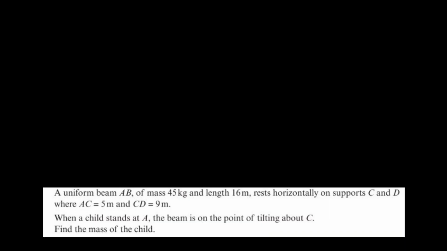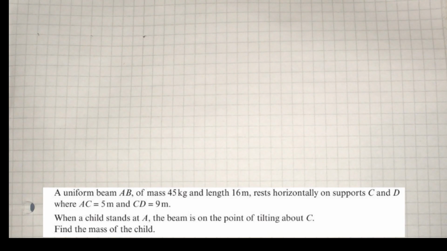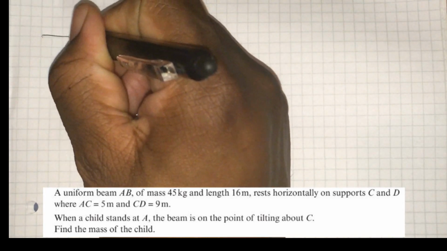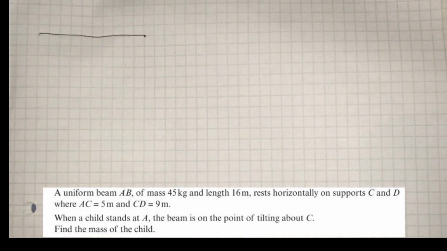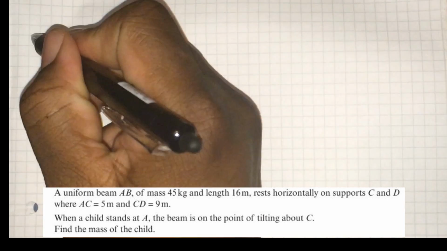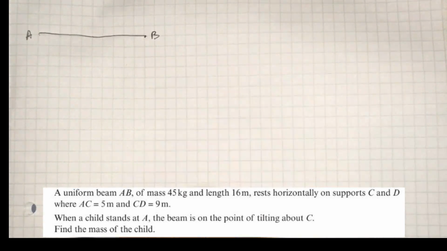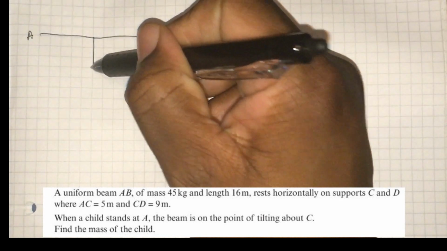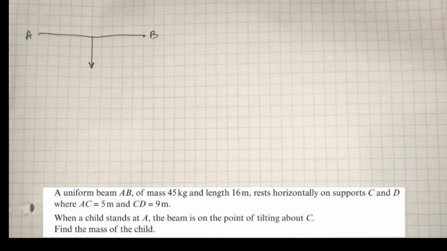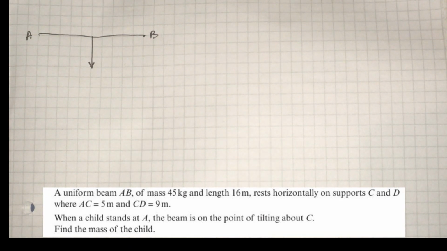So let's have a go at an example. Here we see that we have a uniform beam AB. Its mass is 45 kilograms, length 16 meters. It's resting horizontally on two supports C and D. We've got some distances in here, and we're told that when a child stands at A, the beam is on the point of tilting about C.